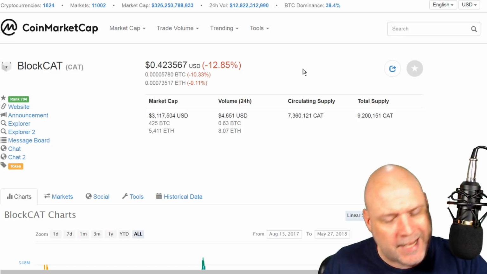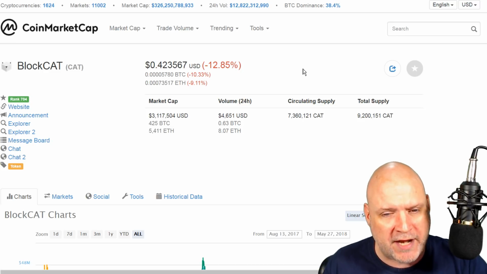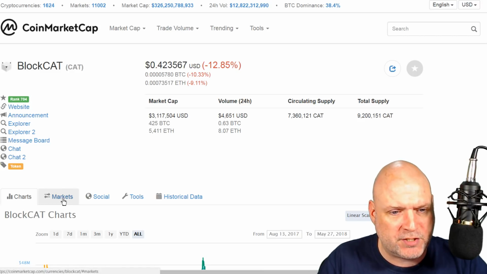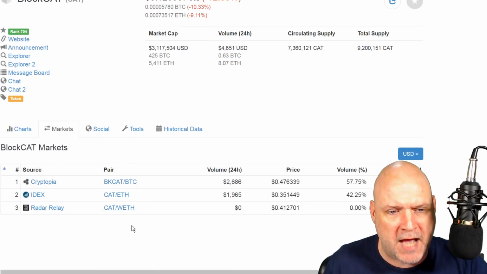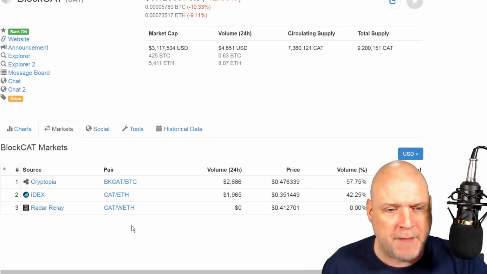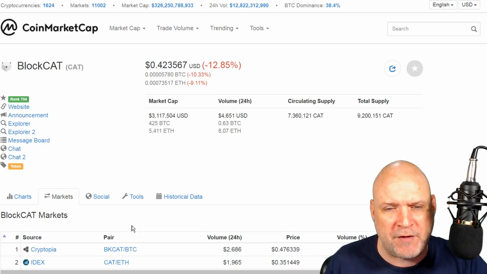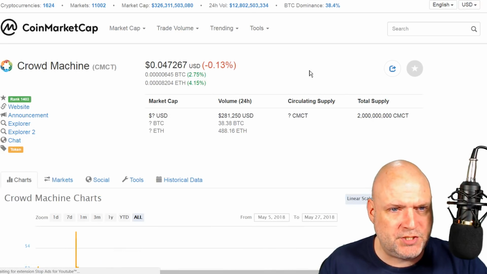There's no liquidity, and again, if you stock up on this, trying to get rid of it in a hurry might be a problem. Let's have a look at the markets it's available on then. So Cryptopia, IDEX, and Radar Relay, so only minor exchanges, and that probably explains why it really hasn't grown very much since it launched.